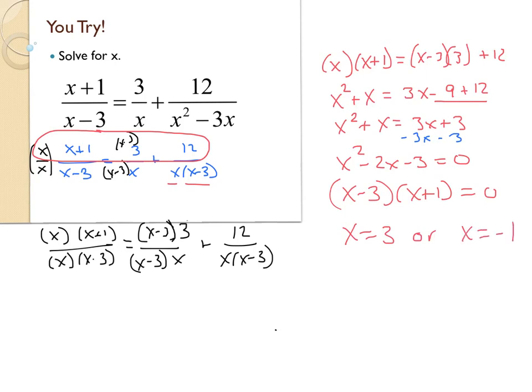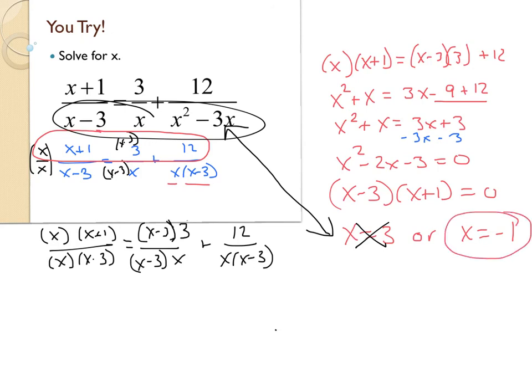Now I need to look at my solutions and my denominators. I'm going to look at all of these guys right here. So will negative 1 work? If I plug in negative 1 for x, I will end up with a number other than 0 in the denominator. If I plug in this 3, this guy right here is going to be 0. I cannot have 0 in the denominator, so I throw this guy out. It's a solution that will not work. So my only answer here is x is equal to negative 1. So once again, the idea is get a common denominator and just work with the numerator and solve for x.